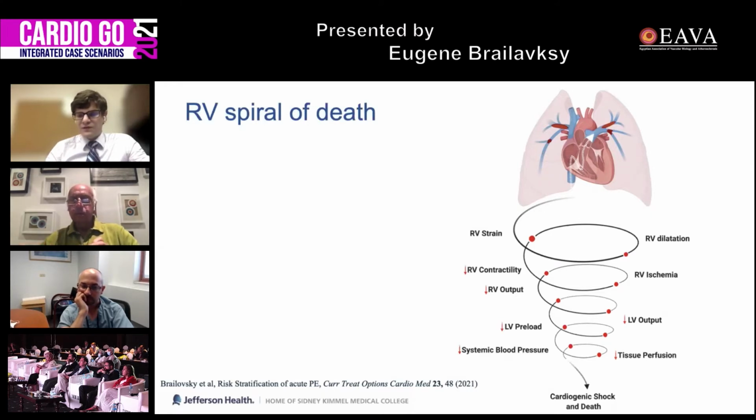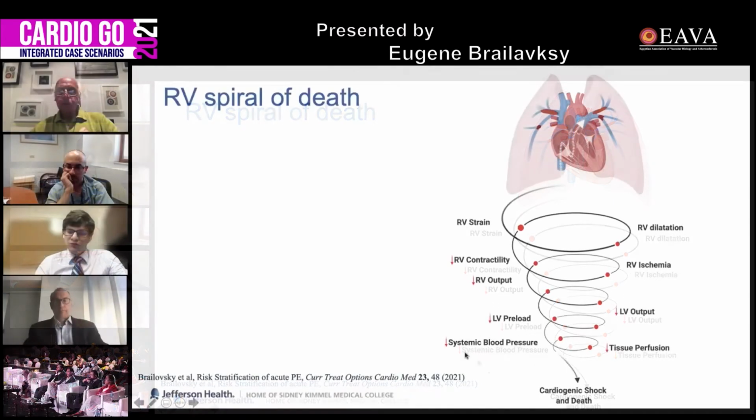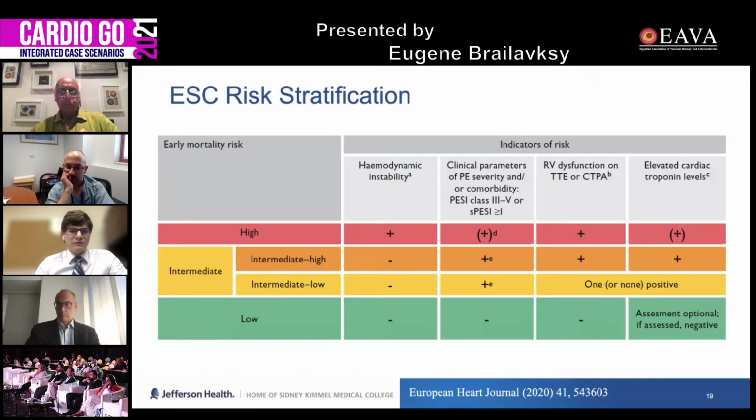And this RV spiral of death has been described many, many times. A patient comes in, they develop RV strain, then a drop in RV contractility, RV ischemia develops, as I talked about, from coronary perfusion, and then LV preload goes down, LV output goes down, and then you develop hypotension, and then you have organ perfusion deficiency, and then cardiogenic shock and death ensues. And again, we have to get more granular, and I'll get more into that.